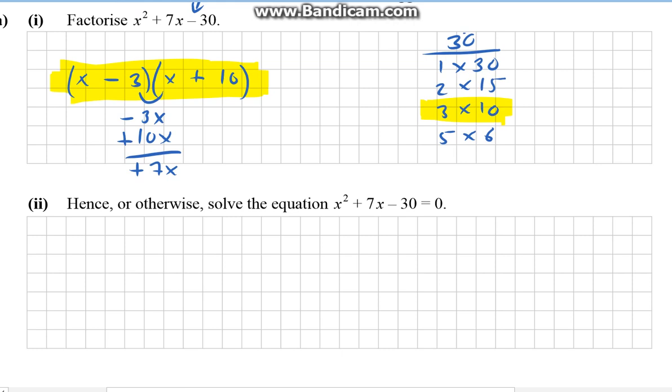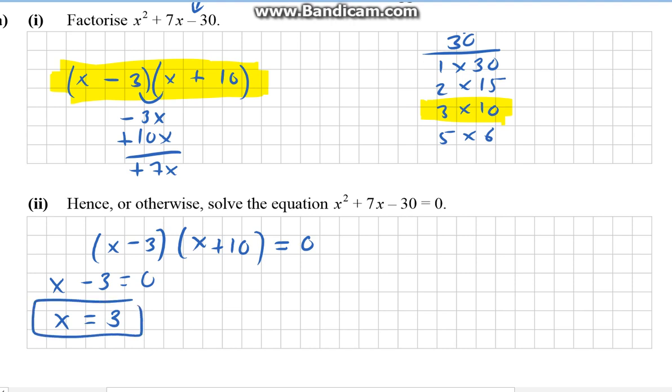Hence or otherwise solve that equation. So I don't have to write out the whole thing again. I have x minus 3 and x plus 10 equals 0, so I'm going to solve it. So I pick my first bracket and let it equal 0, so that would be x is equal to 0 plus 3, so x will be equal to 3. My second bracket, let that equal to 0, so x will be equal to 0 minus 10, which is minus 10. So that's my equation solved.